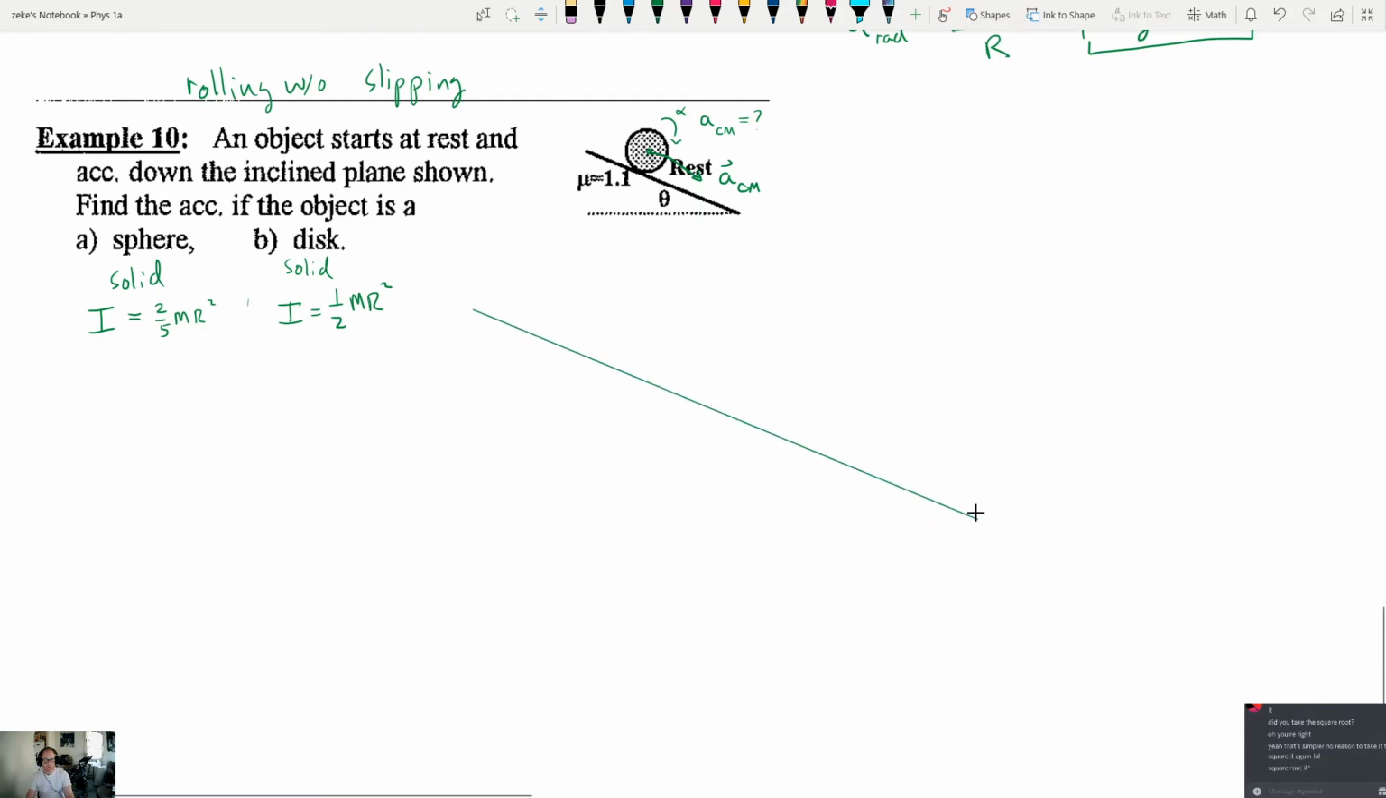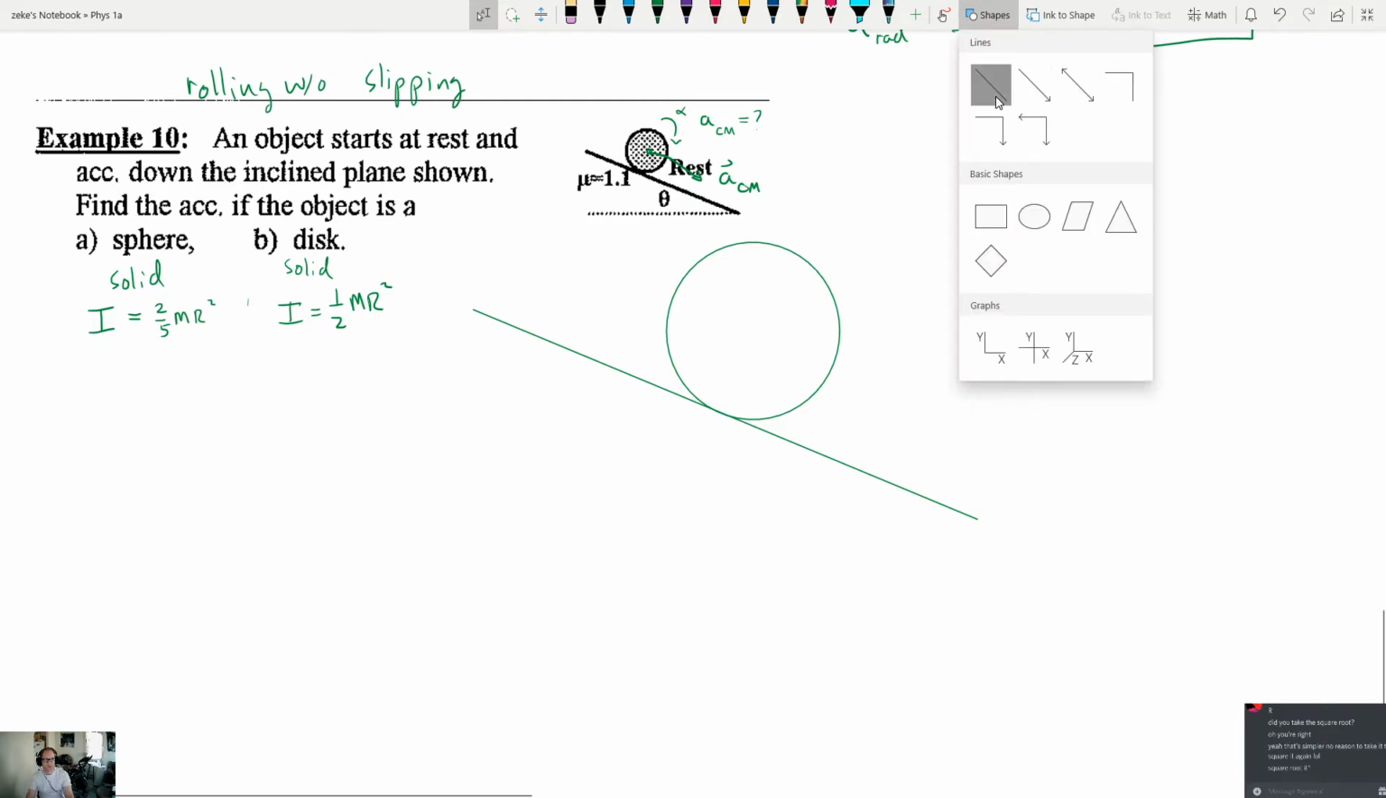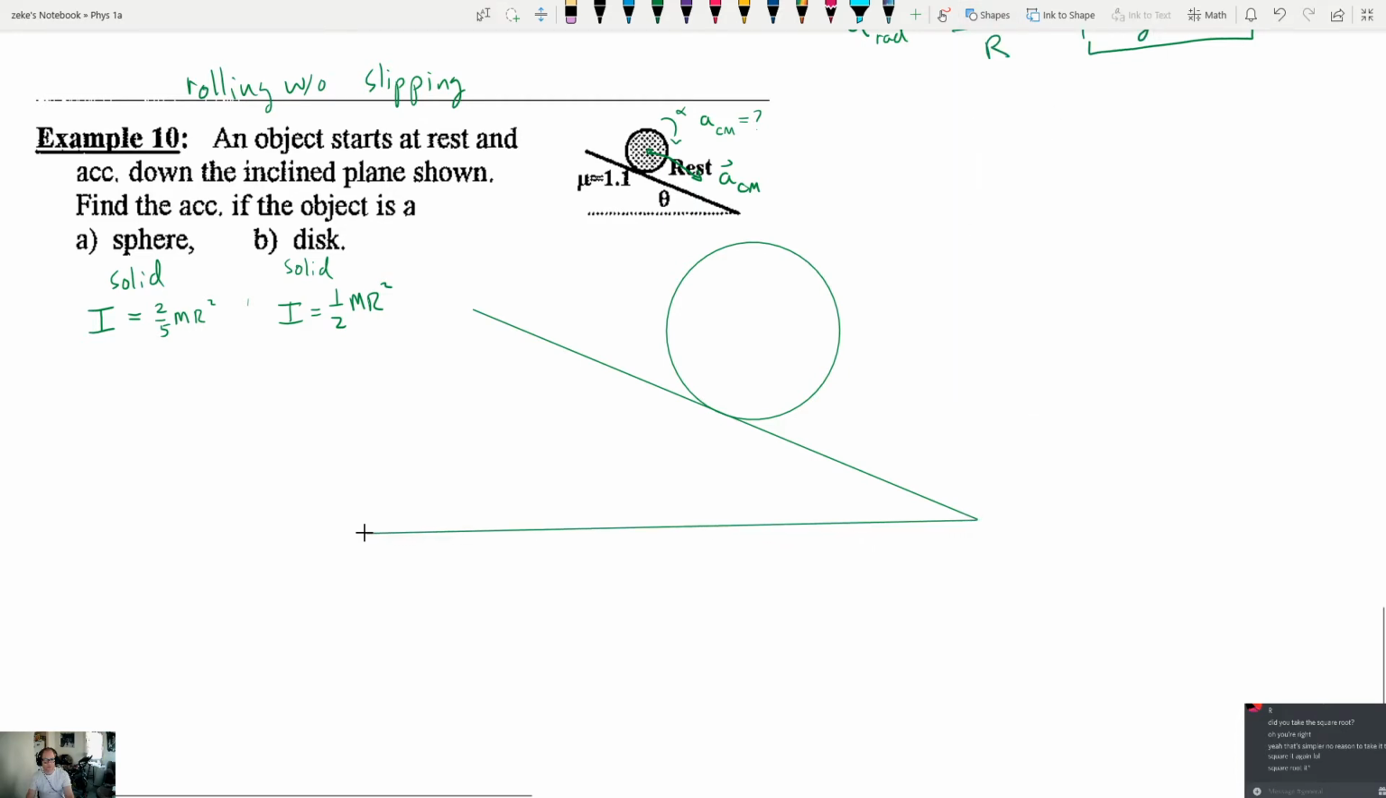So here's our plane. Here's our ball. And the first thing we're going to do is just try to draw forces on this object. Let me draw one more line for the lower surface. Okay, so here's our angle theta. What are the forces that are acting on my sphere as it rolls down the ramp? And where should I draw them?